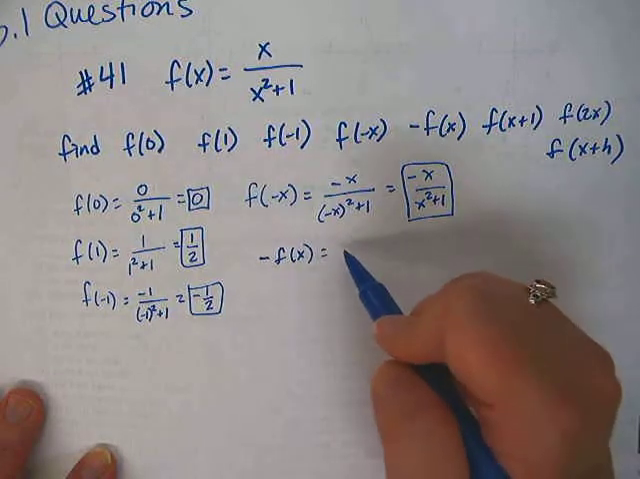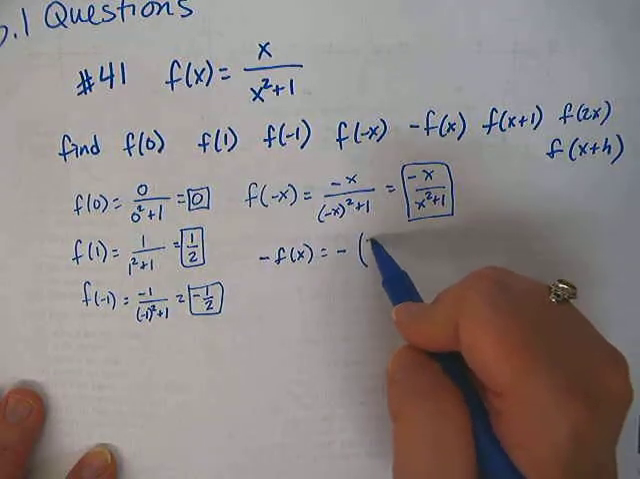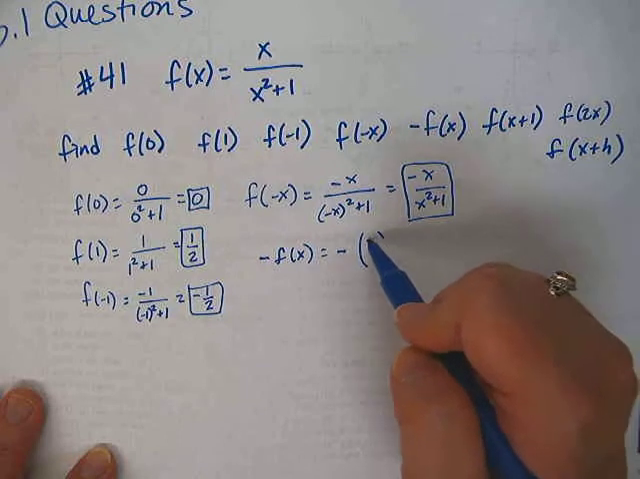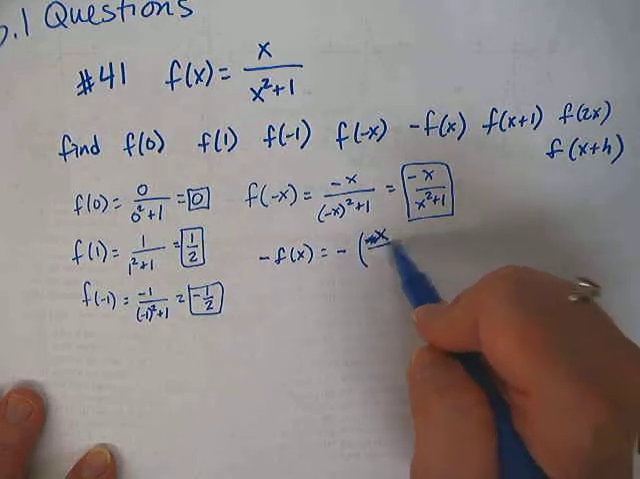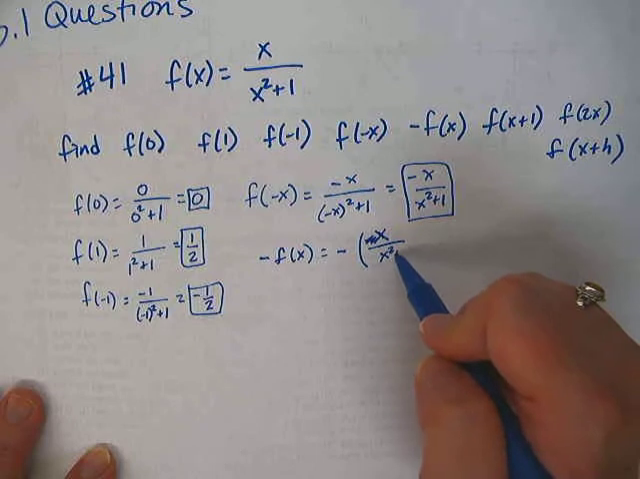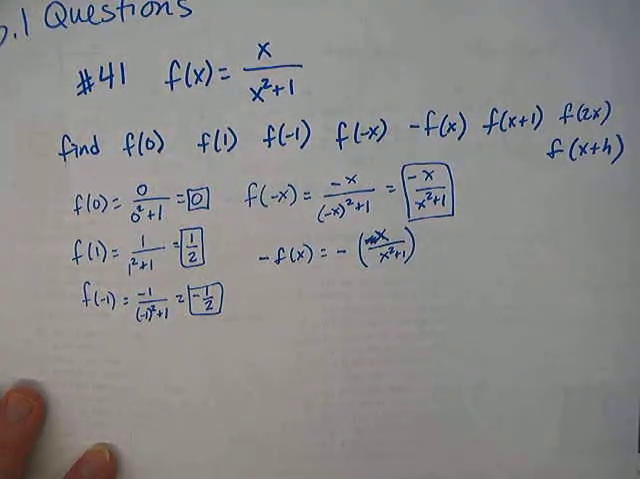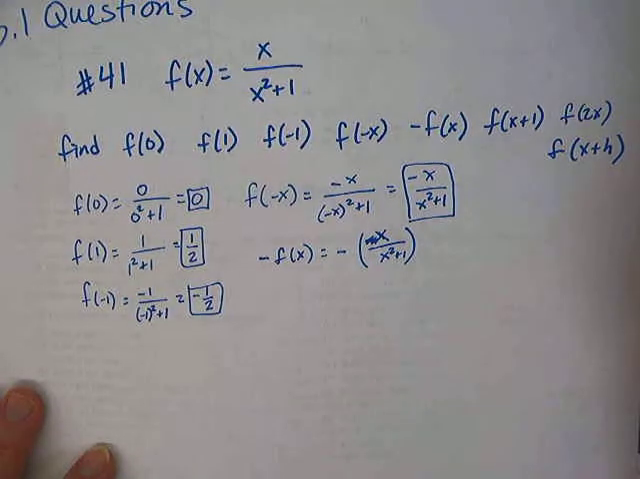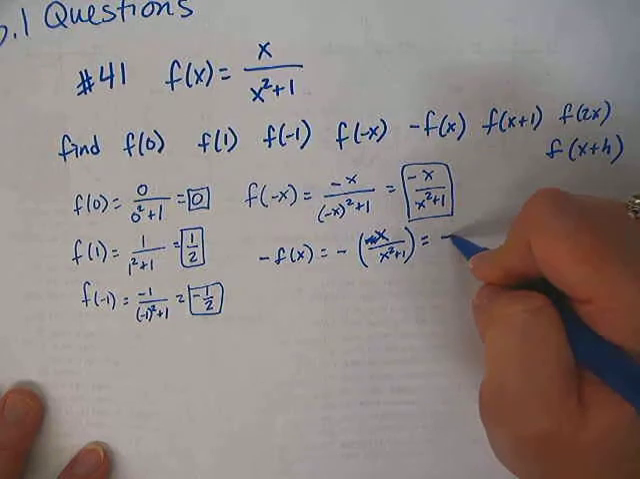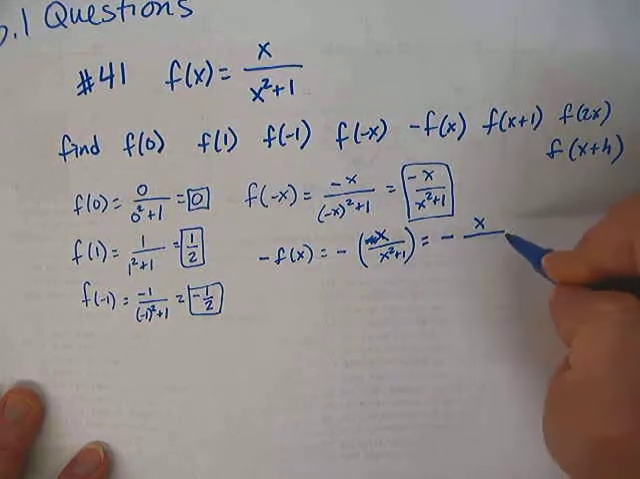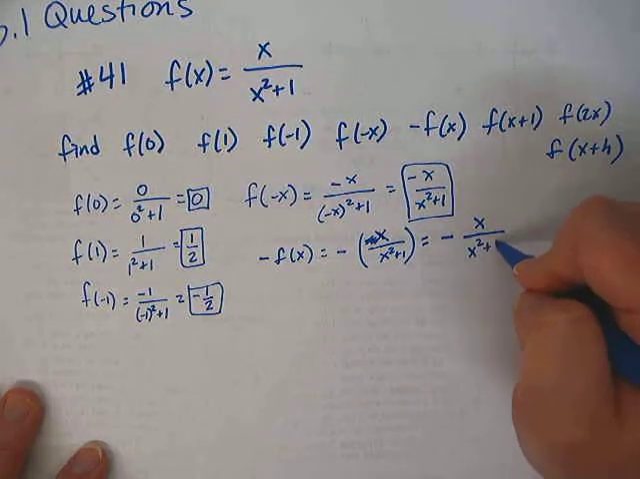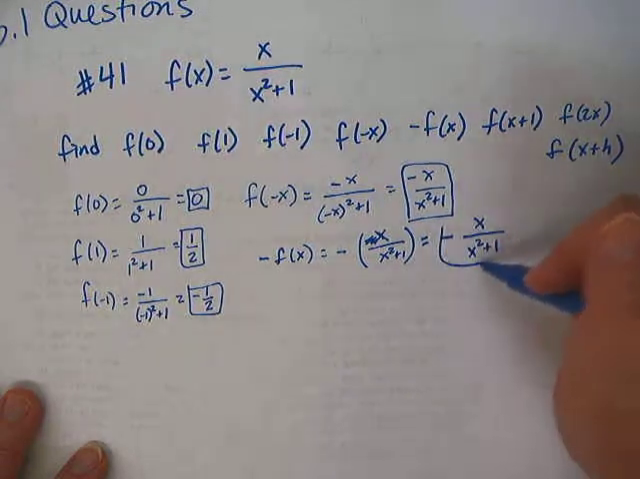Negative f of x just means we're taking the entire fraction, well, that should be a positive, positive x over x squared plus 1, and multiplying just the entire fraction through by a negative. Well, when you do that, you either make the numerator negative or the denominator negative, or you just put the negative out front of the fraction. You don't put a negative on the top and the bottom, so it'd just be something like that.